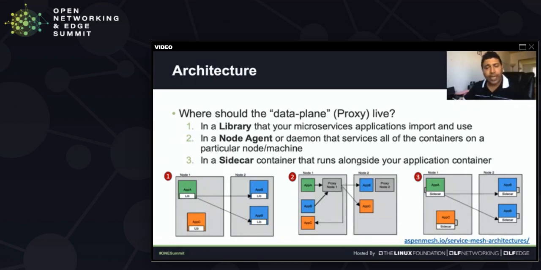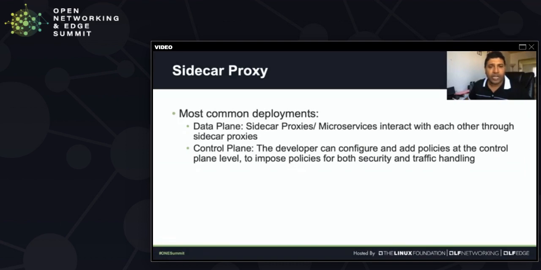So as a result, it will inherit all the networking parameters from the application. This is what we call a sidecar container. And that proxy is getting embedded into the same pod or same network namespace as your application, right alongside. Now, if you look at the most common deployment patterns today, the sidecar is definitely winning by a margin right now.